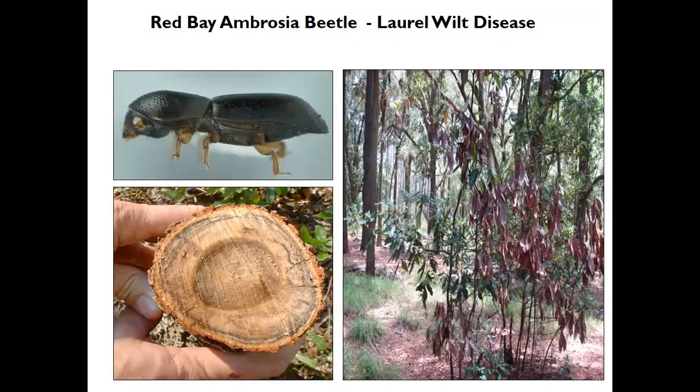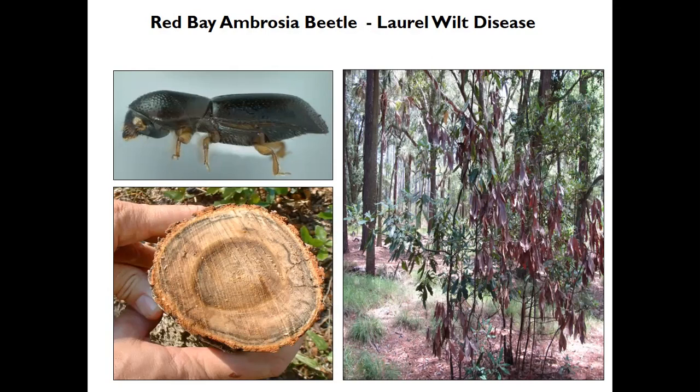Red bay ambrosia beetle, laurel wilt disease. It was imported into South Georgia in 2002 into the Savannah area by wooden crates and pallets. The adult female red bay ambrosia beetle carries a special pouch in its mouth. The spores of the fungus, laurel wilt disease, are released as the beetle bores into the wood and forms galleries. The spores inoculate the tree, germinate and grow, and colonize the outer wood, the sapwood of the host plant.